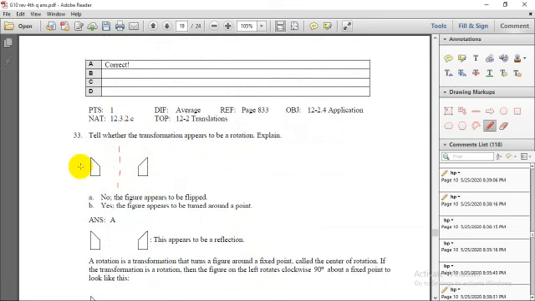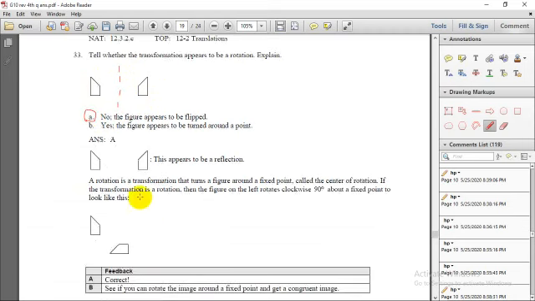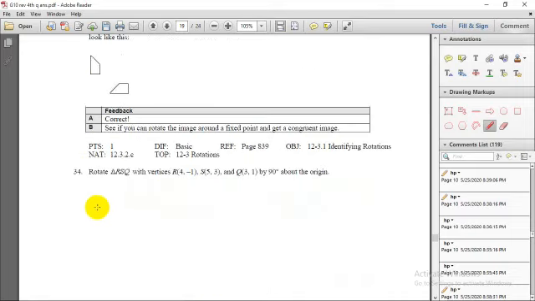What did we say about rotation? I need a point and an angle. Center of rotation and an angle. Do I have any of this here? No. So, no, the figure appeared to be flipped. Very good. And rotation is a transformation that turns a figure around a fixed point, called the center of rotation. If the transformation is a rotation, then the figure on the left rotated clockwise 90 degrees about a fixed point will look like this. Okay?